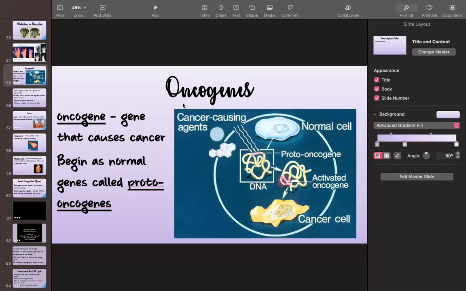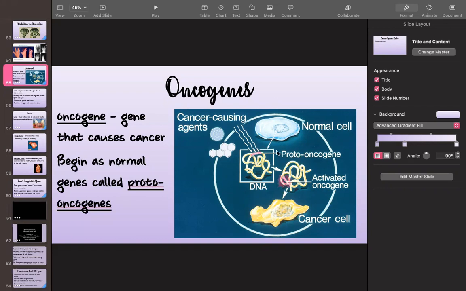This video is going to get into gene expression in relation to cancer. So one of the first things that I'll talk about are oncogenes. Oncogenes are genes that cause cancer, but they usually stem from a normal gene called a proto-oncogene.